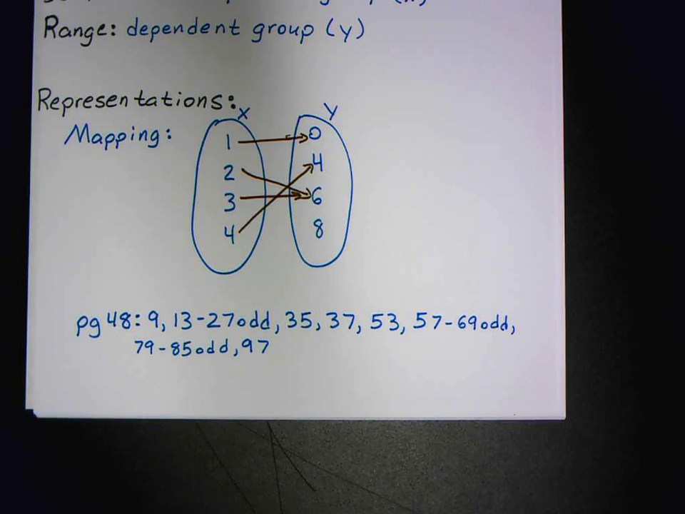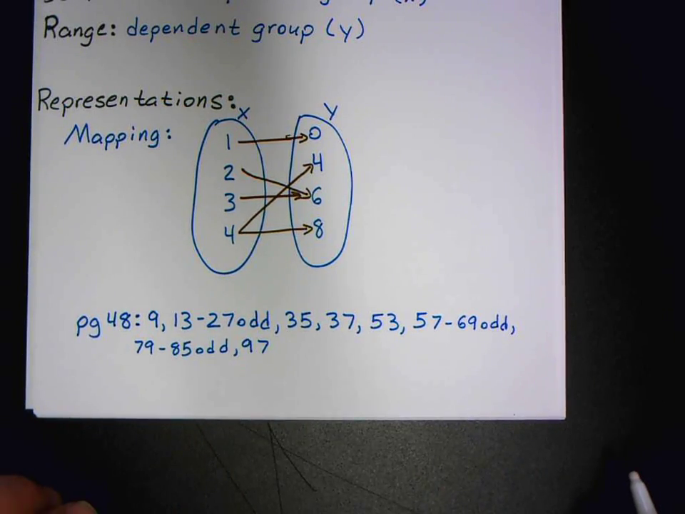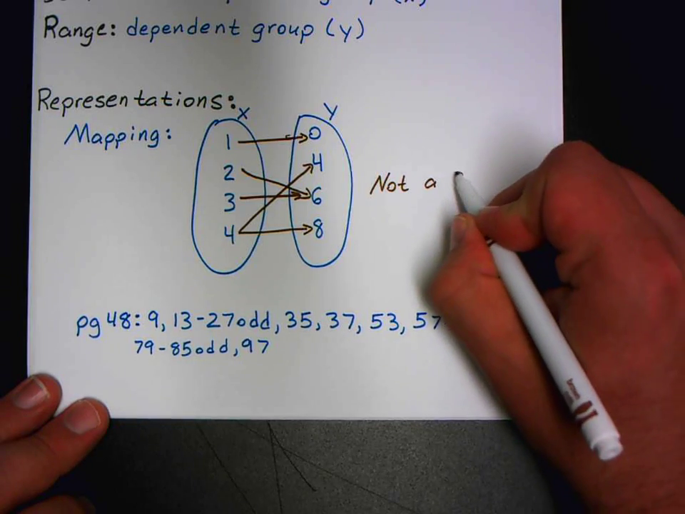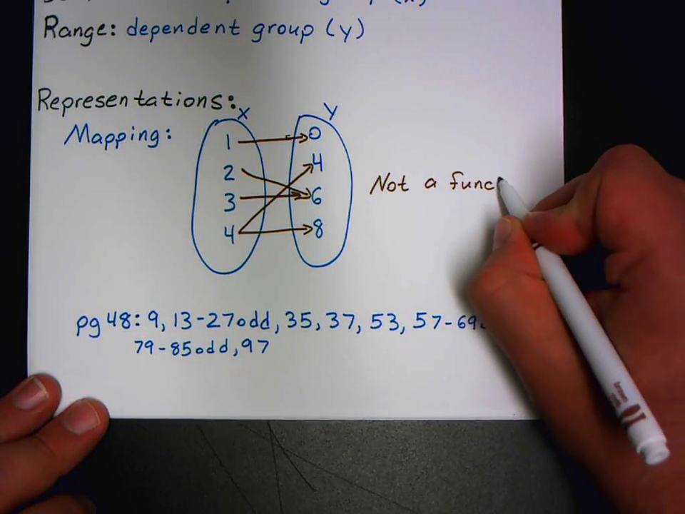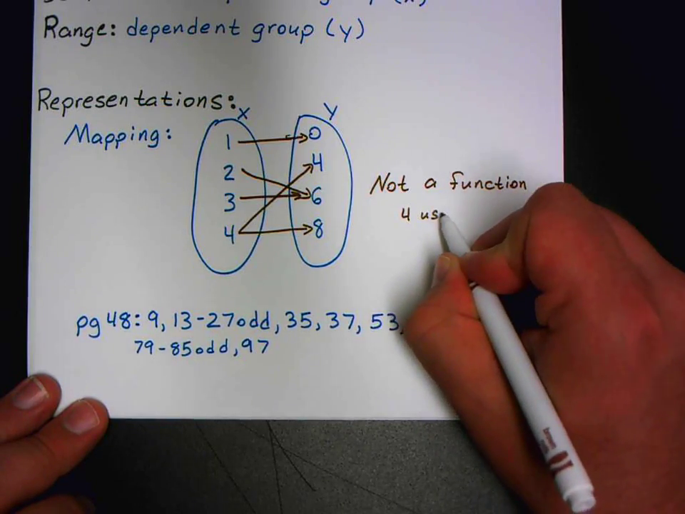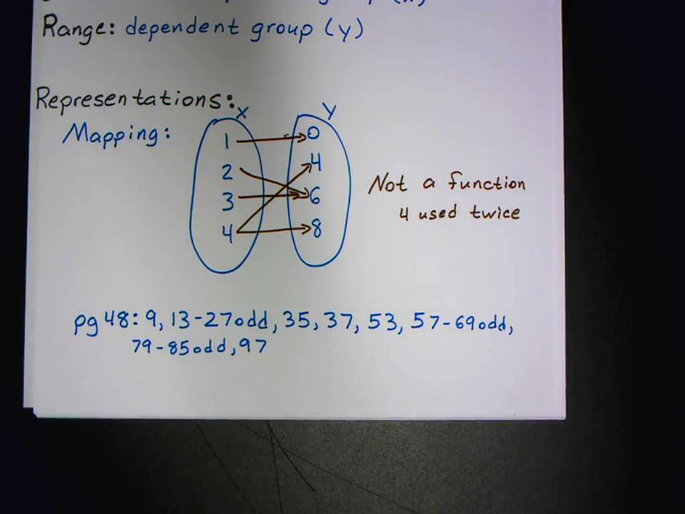If I wanted to make this not a function, there, now it's not a function. So this is no longer a function, because the 4 is used twice. That is all it takes in order for it to not be a function. That's all you're looking for.